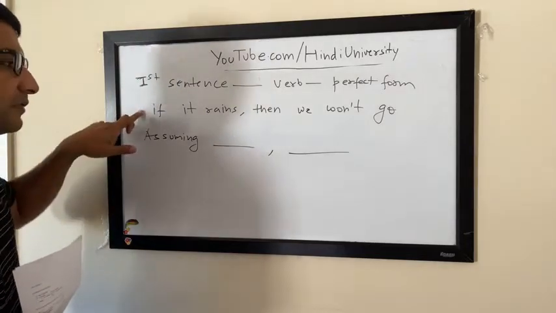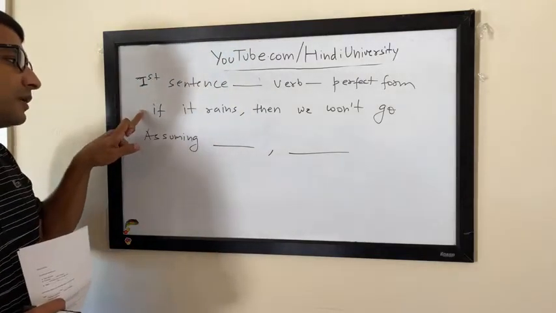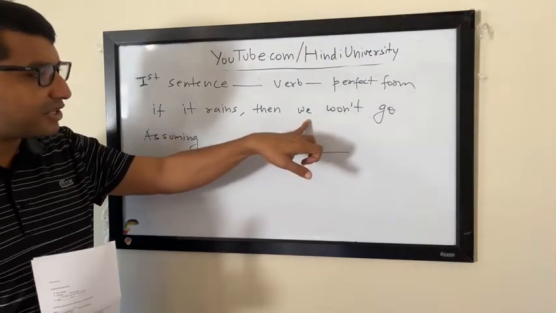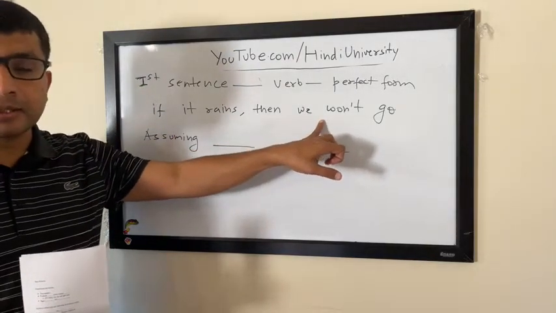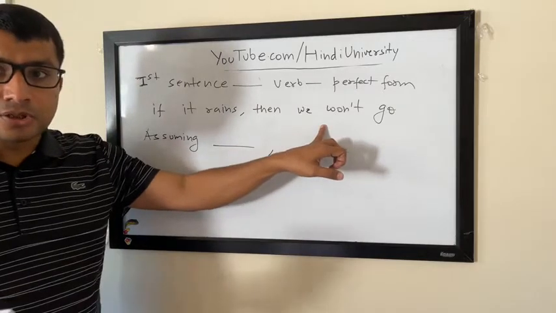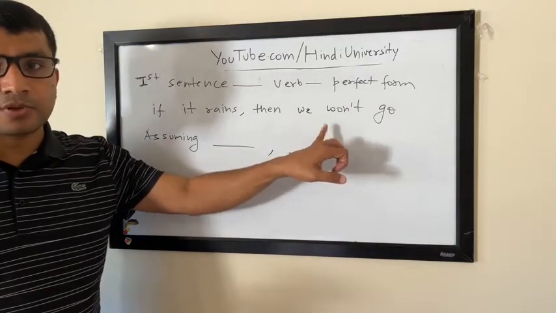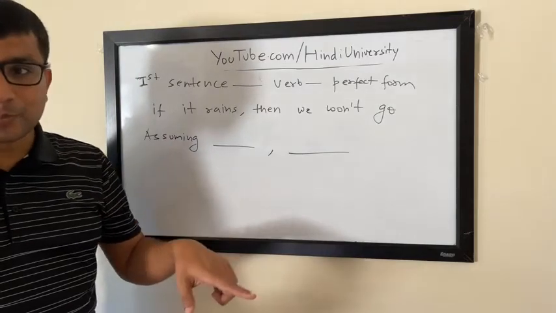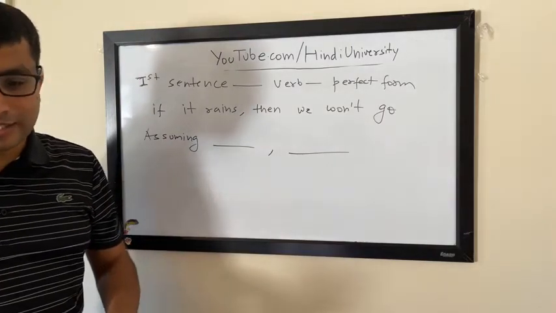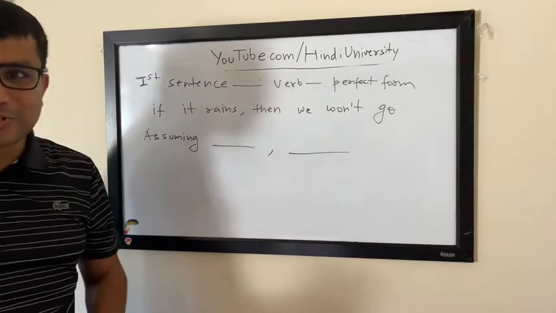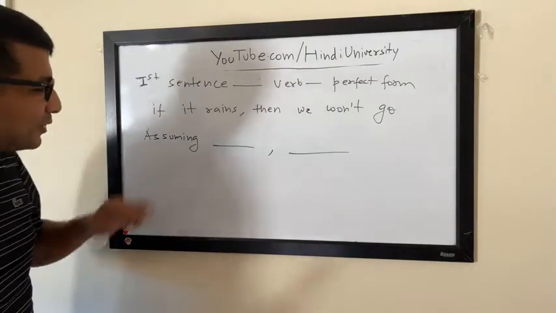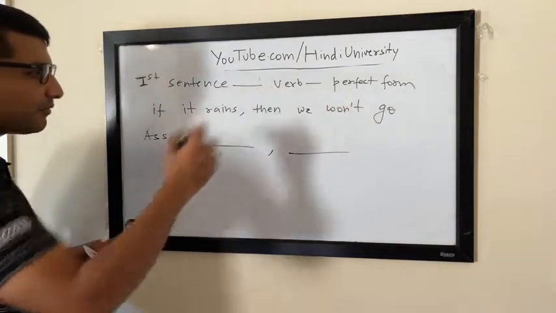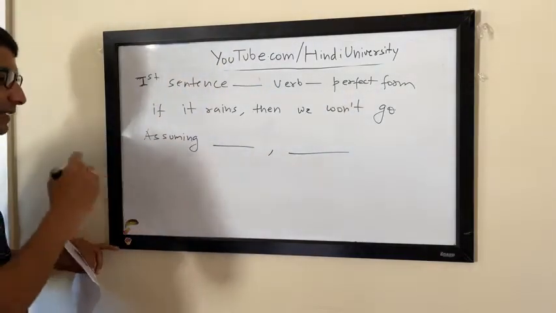Okay, we did the three sentences for this one. Agar barish aati hai, to hum nahi jayenge. Agar barish aayegi, to hum nahi jayenge. Agar barish aaye, to hum nahi jayenge. Now there's a subtle change here. Can we see how we use it in this conditional sentence with the perfective form? How will you say the sentence?